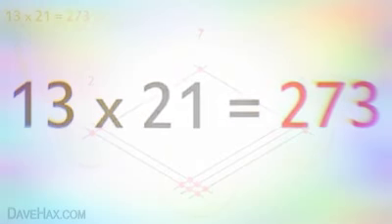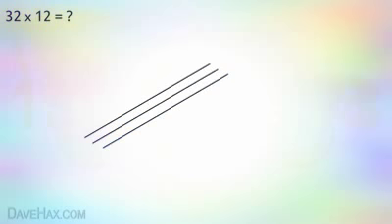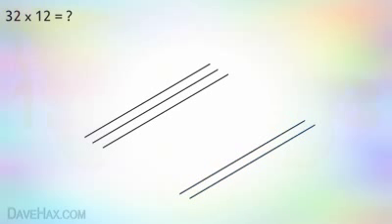Pretty cool, huh? So here's another quick example. 32 times 12. The first digit of the first number is 3, so we draw 3 lines here. The next number is 2, so draw 2 lines here. Then we have the multiplication sign, and the next number is 1, so draw 1 line from here to here. And the final number is 2, so draw 2 lines here.